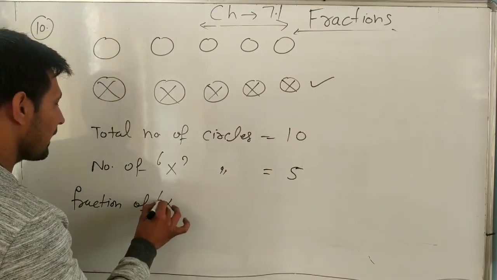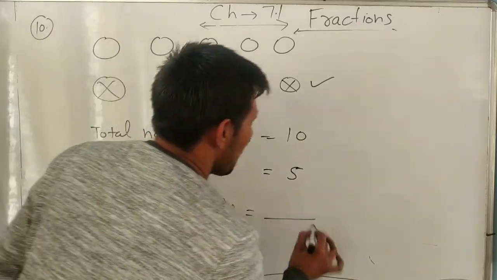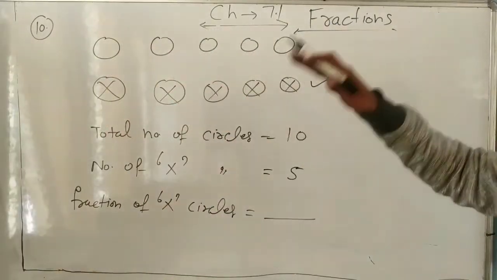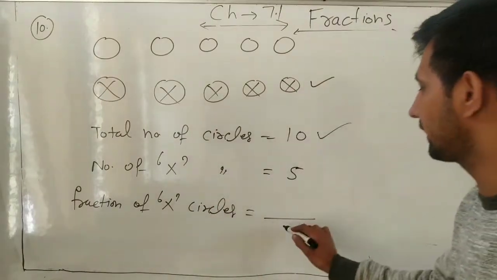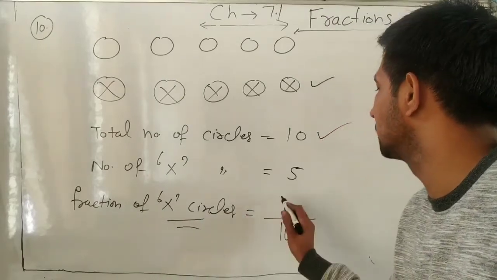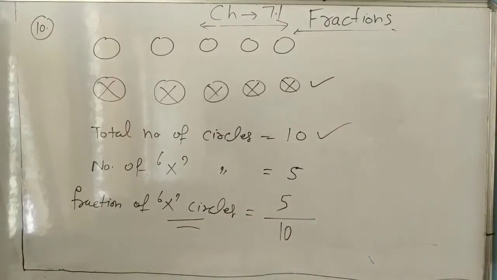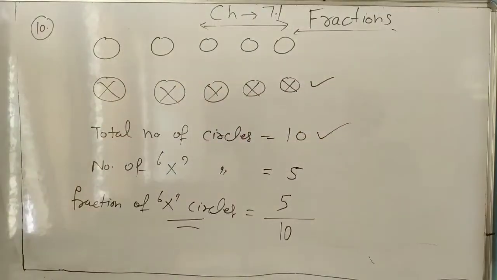So write the fraction of x circles. And what I told you, always downside, in the denominator we will write the total. Total how many? 10. And whose fraction? Of x circles. How many x? So 5 upon 10. So it is our answer, 5 upon 10.